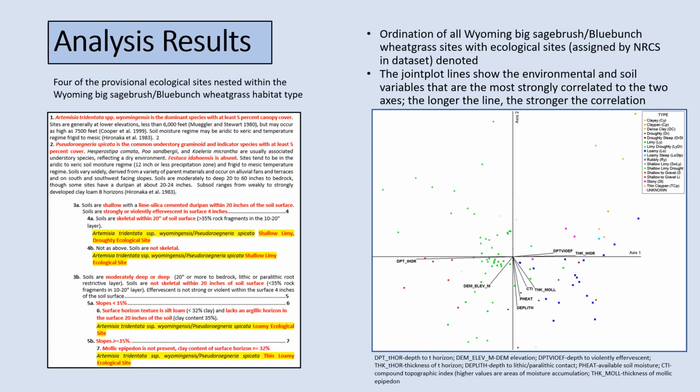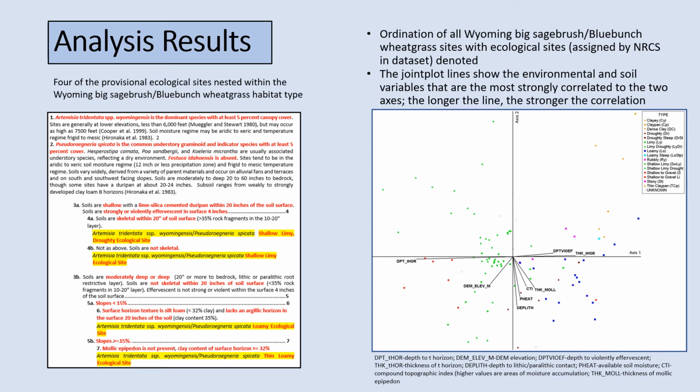The ordination on the left shows all the Wyoming big sagebrush bluebunch wheatgrass habitat type plots in our combined data sets. Most of them are NRCS plots. The shapes and colors of the points in the ordination correspond to the ecological site that was assigned to the NRCS plots that we received. The site comes from their Montana key.